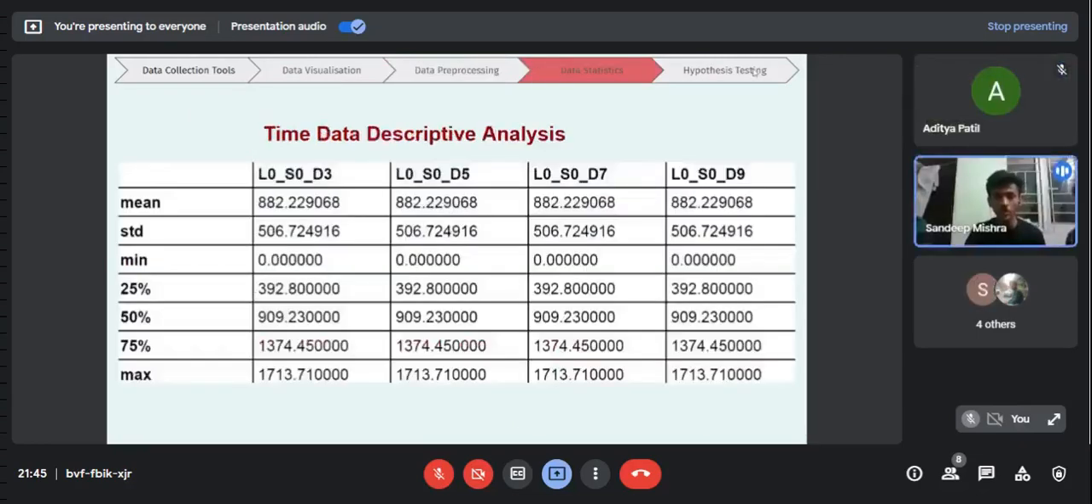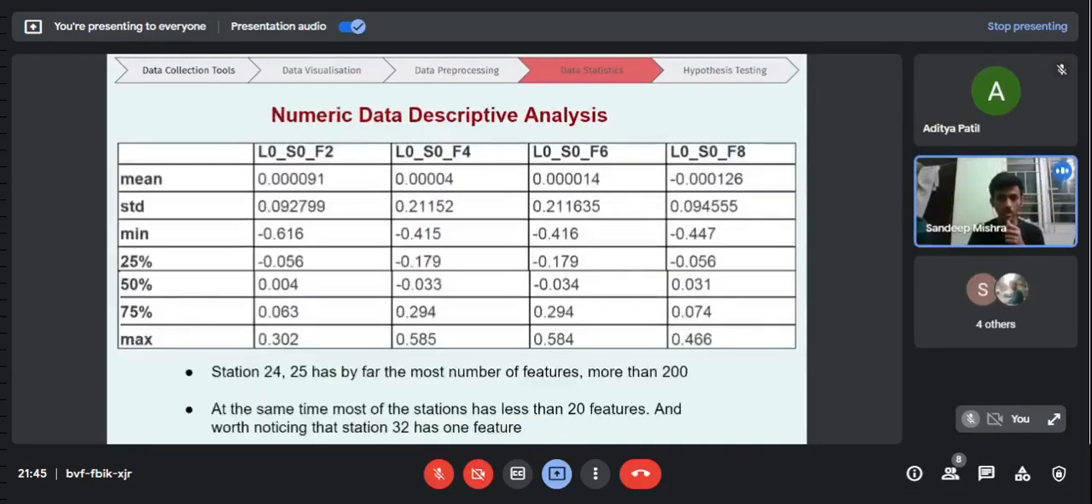Now, in the statistics part, we calculated mean, standard deviation, minimum value, maximum value, and more. Some of the calculated values are displayed for station number 0 and line 0. From the data analysis, we also observed that stations 24 and 25 have more than 200 features, which is the maximum number, and at the same time, most of the stations have less than 20 features. But the worth noticing fact is that station 32 has only one feature.